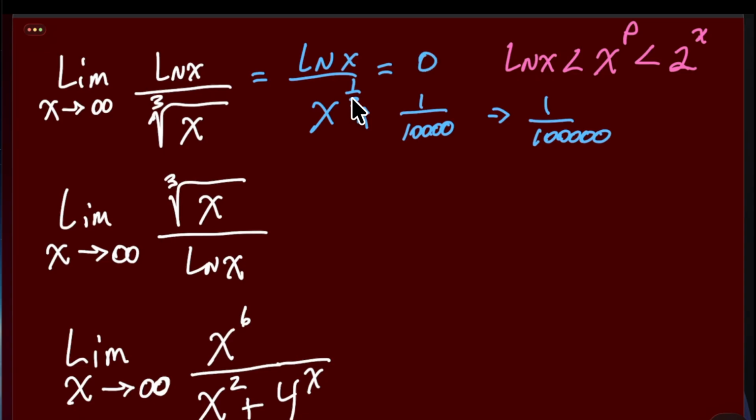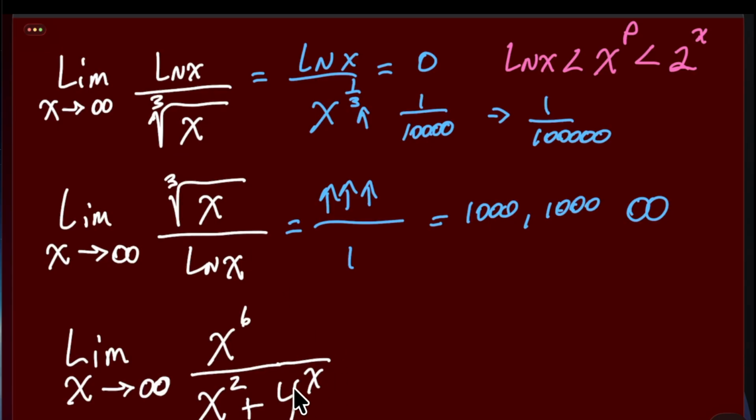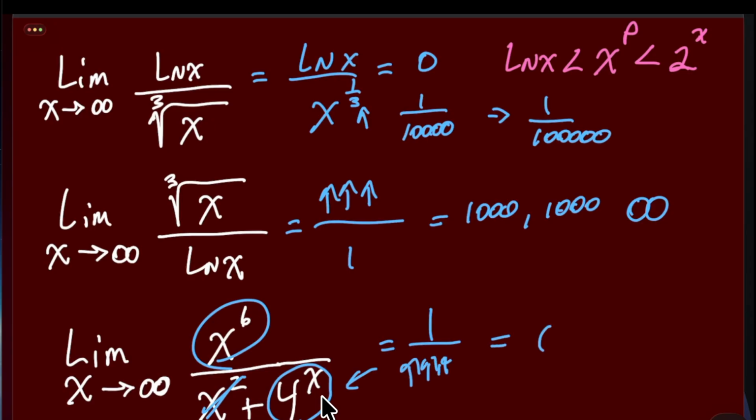Now down here, where the roles are reversed, we have the faster function up here. That means this is going to grow from 1,000 to 10,000, etc. That's going to be infinity. Now down below, we have x to the 6th on top, but on the bottom, we have x squared plus 4 to the x. We're going to ignore the x squared and focus on the 4 to the x. This exponential function is much faster than x to the 6th. So we're going to get a big, big number here. That's going to head towards 0.